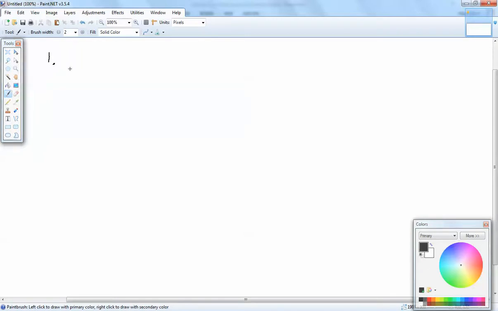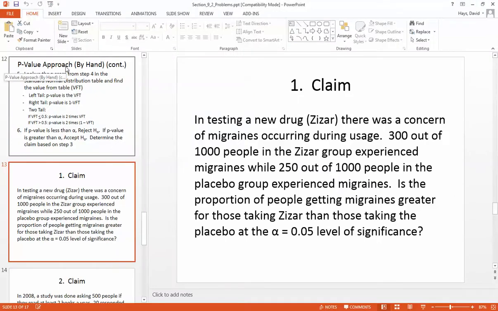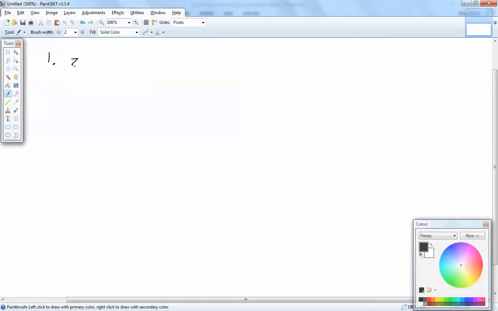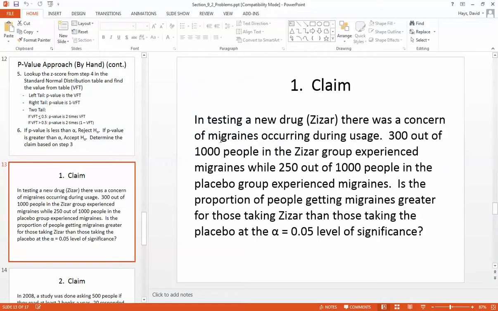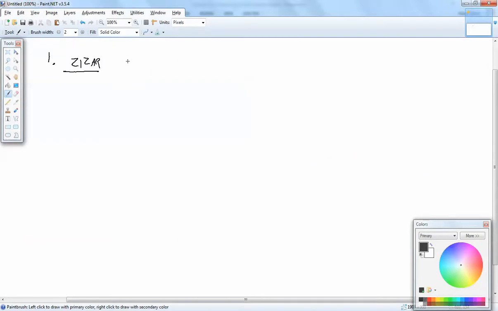Okay, problem number 1. In testing a new drug, ZScore, I made this up, there was a concern of migraines occurring during usage. 300 out of 1,000 people in the ZScore group experienced migraines, with 250 out of 1,000 in the placebo group. So we've got the ZScore group and the placebo group. It's always a good idea to go through and identify the 2 different groups you're talking about.